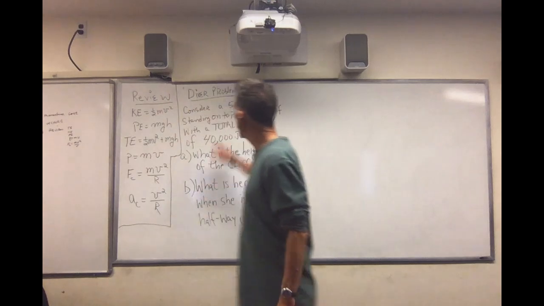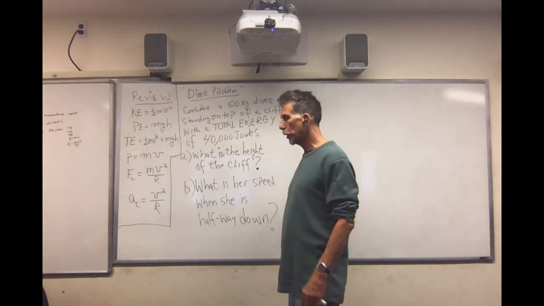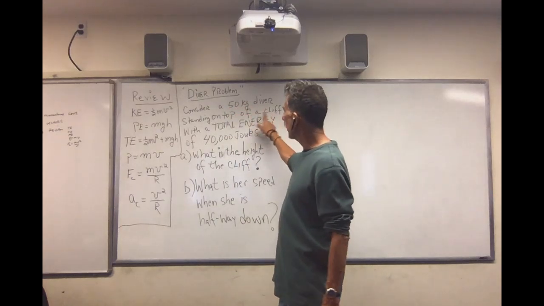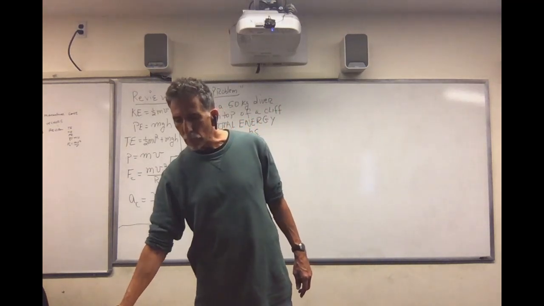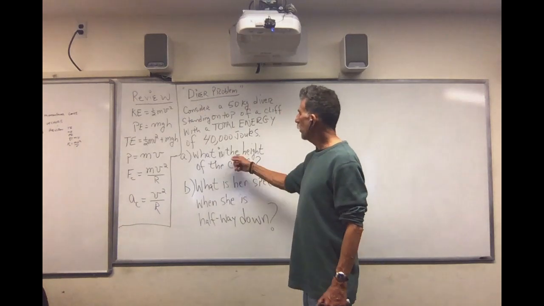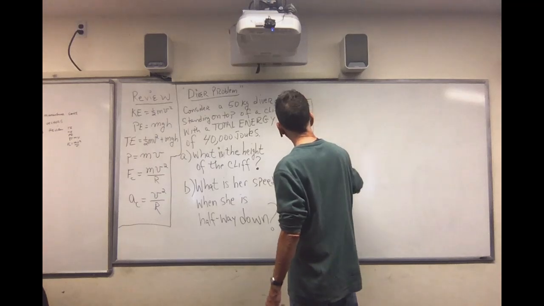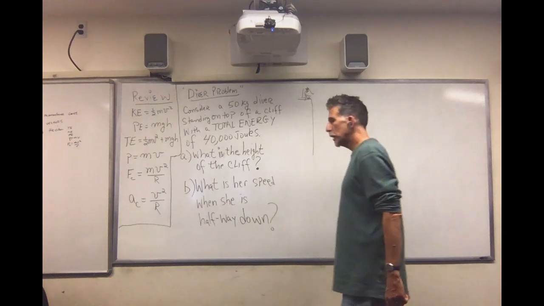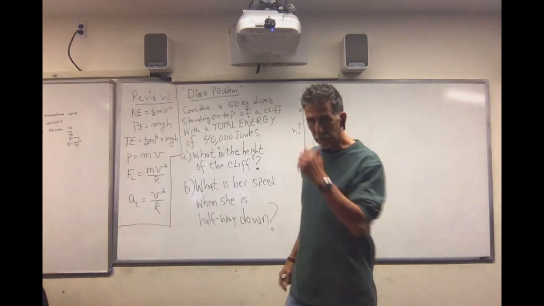First, let's review the so-called diver problem, okay? And I'll give you a chance, of course, you can pause and do the problem. Consider a 50-kilogram diver standing on top of a cliff with a total energy of 40,000 joules. And the first question is, what is the height of the cliff? And then I want to know what her speed is when she's halfway down. So again, we have a diver. There she is, brave diver. On top of a cliff, and we want to find h. We want to find the height of the cliff.